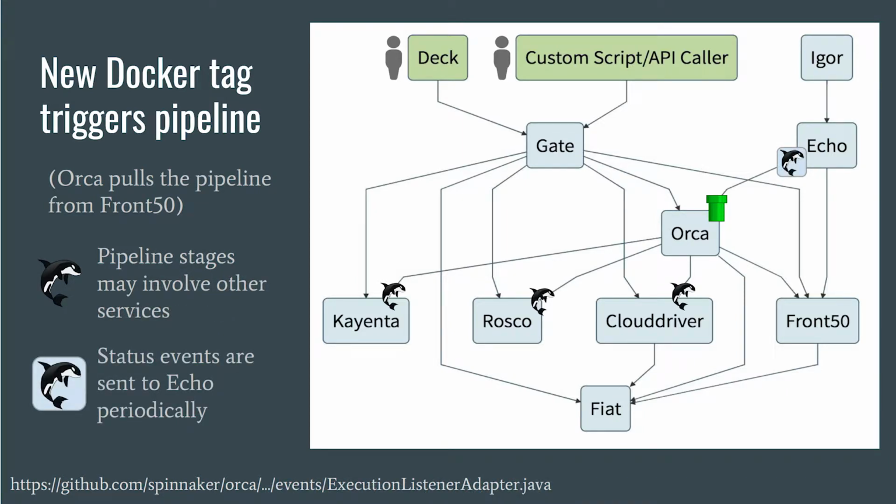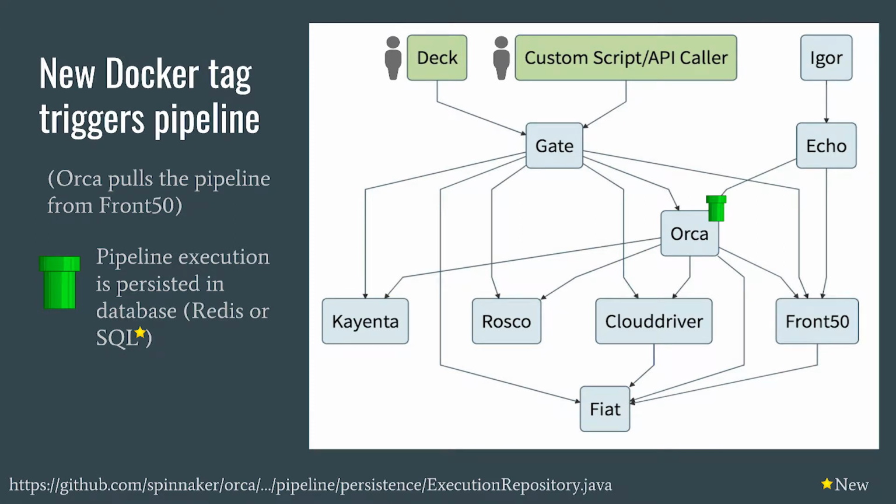Events for each pipeline stage are sent to Echo to maybe propagate out into Slack events. So you've seen your pipeline start Slack, pipeline end Slack event. That goes back through Echo. And then as the pipeline's running and once it's finished, it's persisted in a database. So Redis has been the primary database for a long time, but we've just recently added support for SQL as a backing store for Orca because a lot of people like it when their pipeline execution history doesn't go away. And so we've been making effort to make that more reliable.